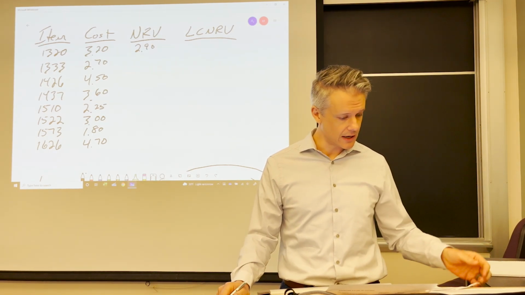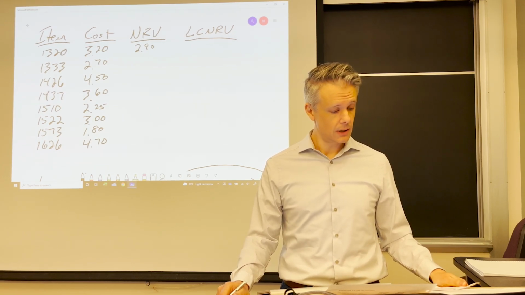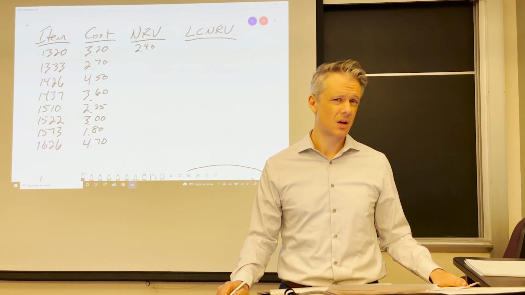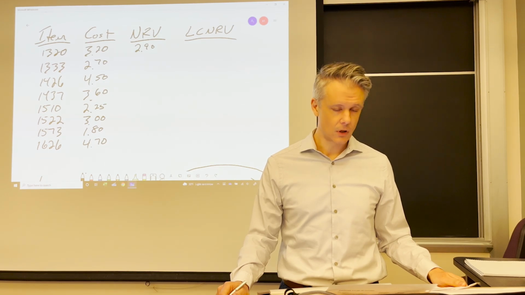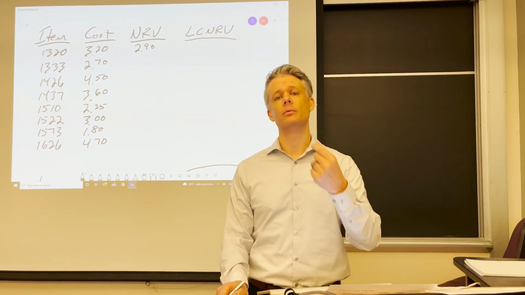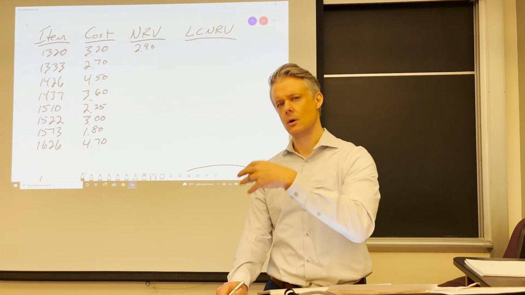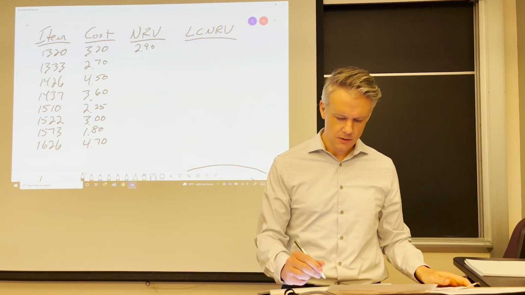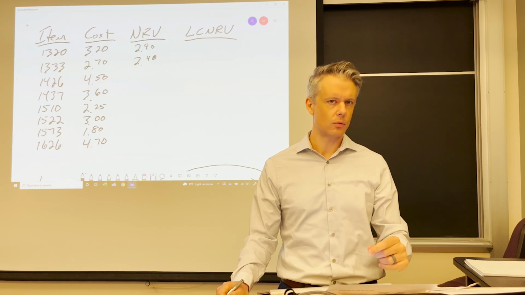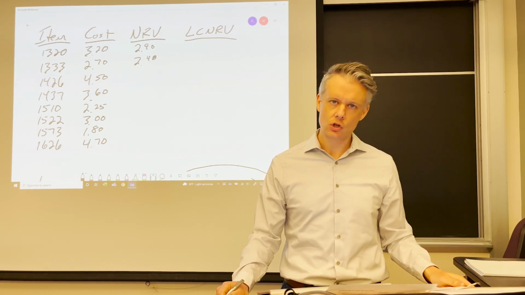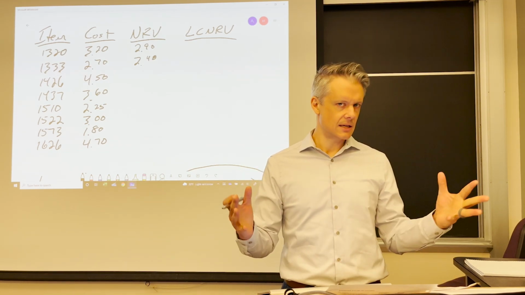If we look at the next one, the cost that we paid for item 1333 is $2.70. We anticipate to sell this item for $3.40. We're estimating that to complete and sell this, it's going to cost us $1. So if we're selling it for $3.40, we have $1 selling cost. This means our net realizable value for item 1333 is $2.40. So you guys see how this works.